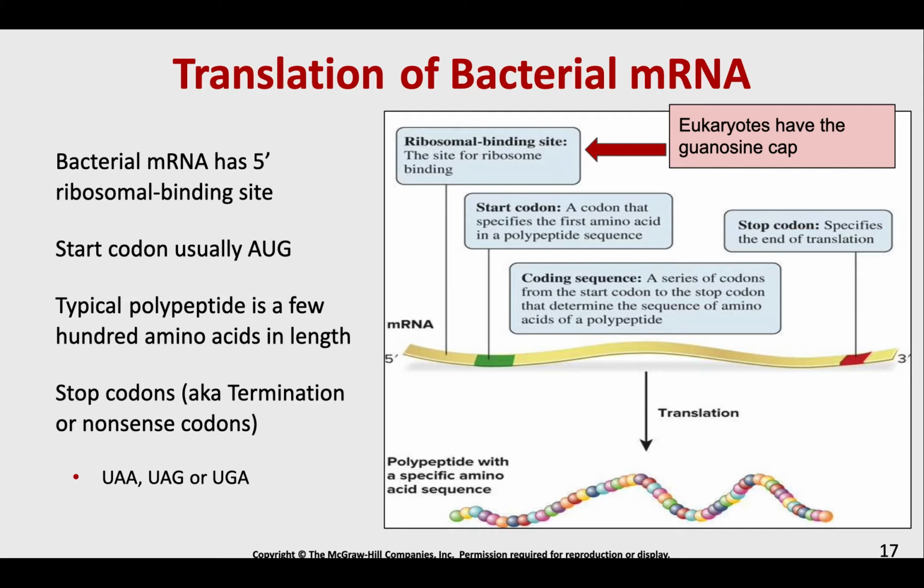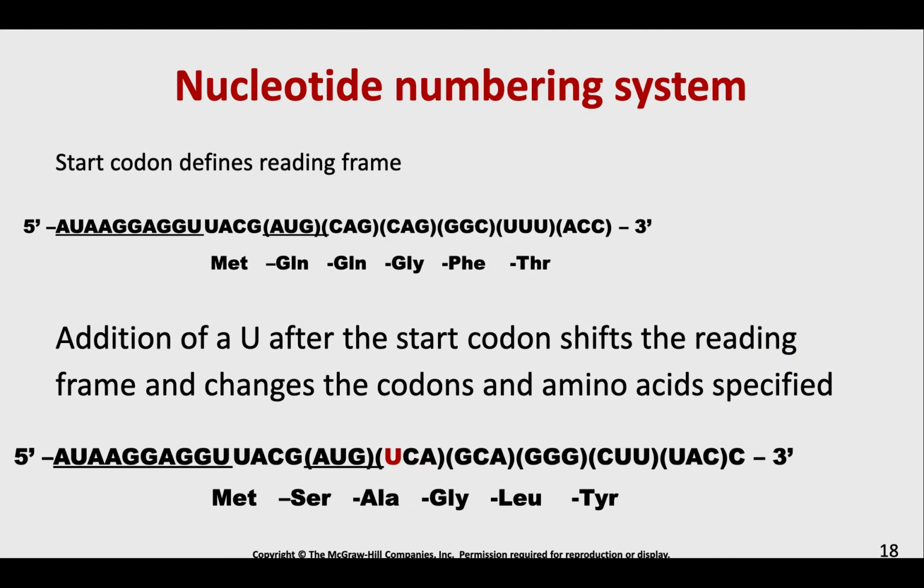Groups of 3 are going to code for different amino acids. A series of codons from the start codon to the stop codon is our coding sequence. This is what's encoding for a protein. Sometimes those stop codons could be called termination or nonsense codons. They have more or less a numbering system.